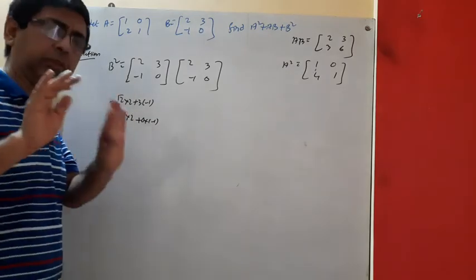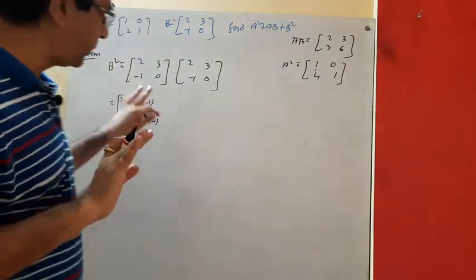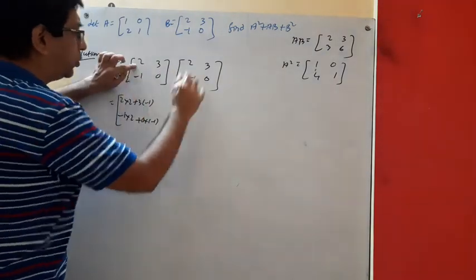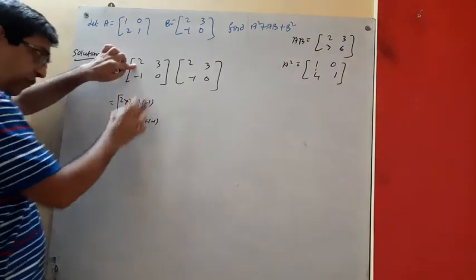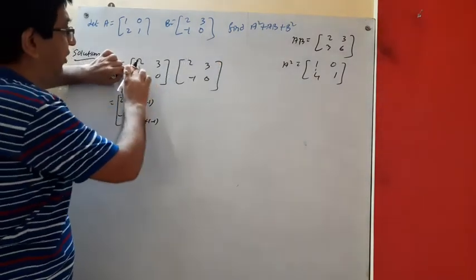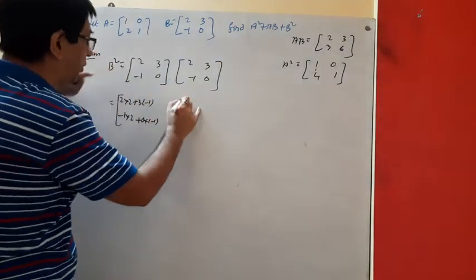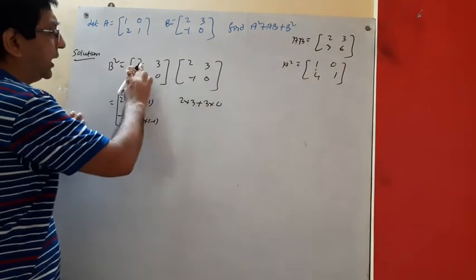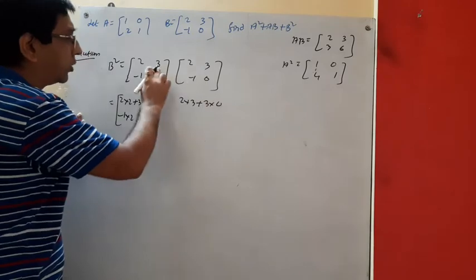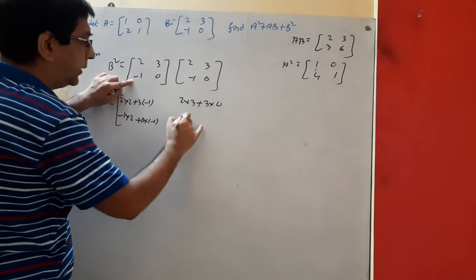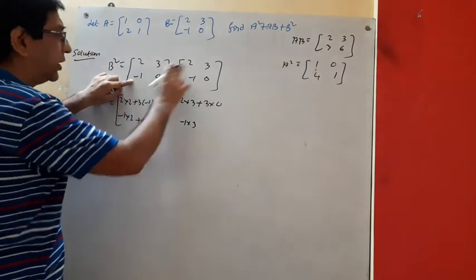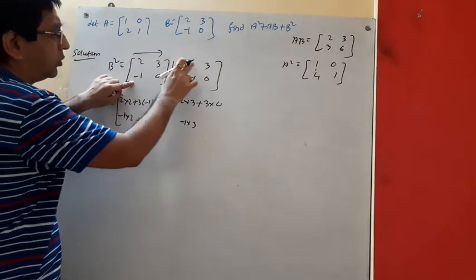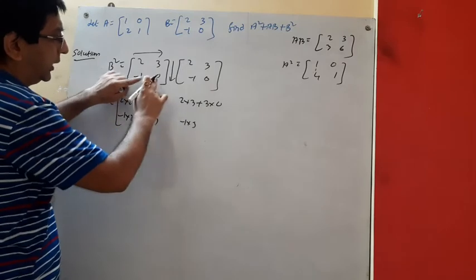There is another method for multiplication, but I prefer this one. Then first row, second column: 2 into 3, then keeping the first column fixed. Now we will keep the second column fixed: 2 into 3 plus 3 into 0. Then minus 1 into 3, and then 0 into 0.